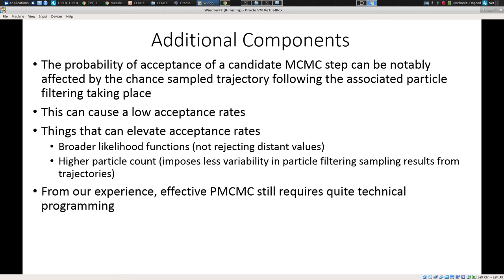I will say that with particle filtering, if you do it with a small number of particles, the likelihood of accepting a given candidate parameter value, theta, is really diminished, because you get such variable trajectories out, you don't get very strong evidence out of the particle filtering. But with more particles, you get higher quality particle filtering and therefore higher quality PMCMC. So I would suggest eating the higher cost associated with higher particle counts. And it's been our experience.